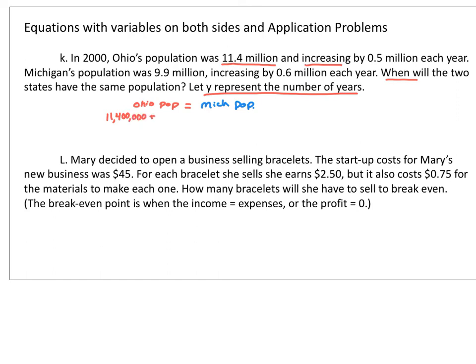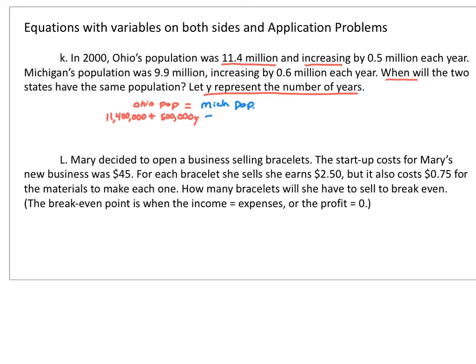And it's increasing by 500,000 each year, so that would be 500,000 each year, and so we have to multiply that by the number of years. See, if we only added 500,000, that would just be for 1 year, but we don't know how many years we have to do that, so we have to multiply that by y.